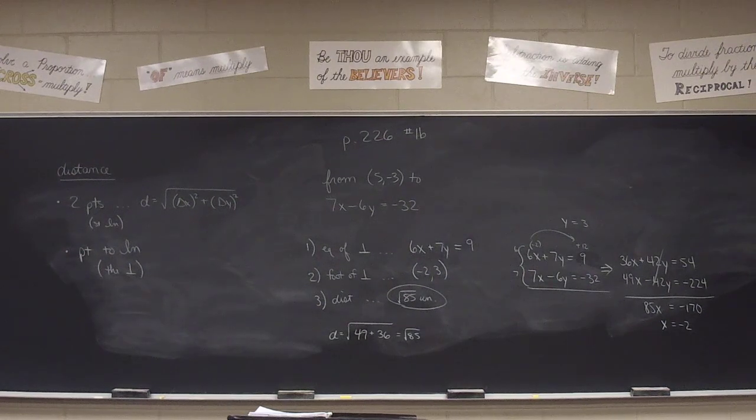Did we get 6x plus 7y equals 9 for our perpendicular? All right. Did you find the foot of the perpendicular to be negative 2, 3? All right. So did you get the distance to the square root of 85 units? I was messing up at the start, but I was on the right track. Any questions at all on this? All right. Do D. Letter D now.